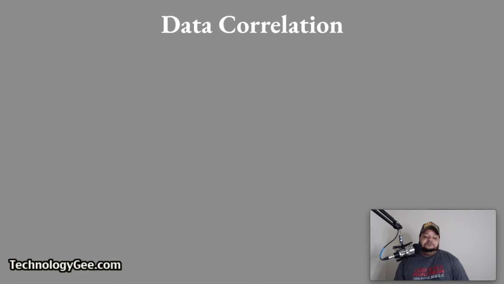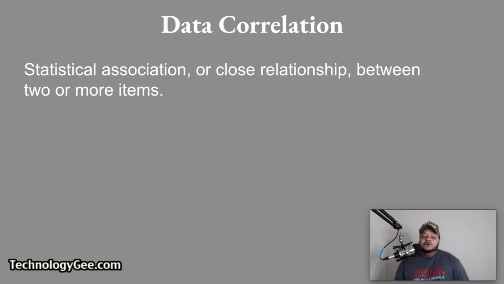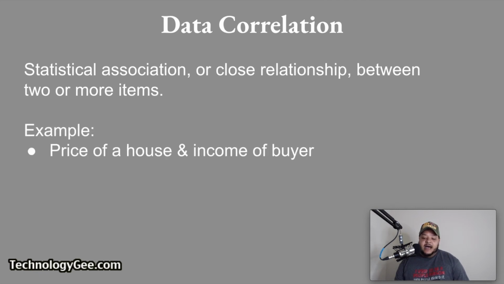Next, we have data correlation. Data correlation is a statistical association or close relationship between two or more items. An example could be a correlation between the price of a house and the income of a buyer. So the higher the buyer's income, the more probable it is that the house the buyer is looking to purchase is more expensive. However, data correlation does not mean causation, meaning one must not automatically jump to conclusions. Just because a person is a high income earner doesn't automatically mean that this person is interested in buying an expensive house. That's what that is actually talking about.